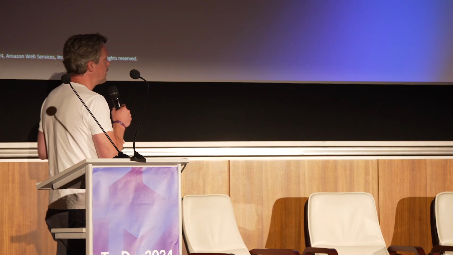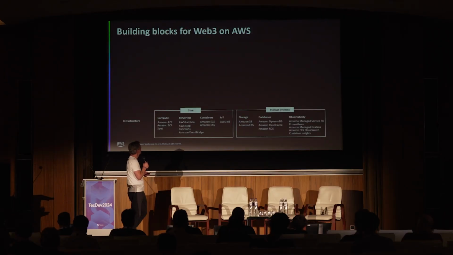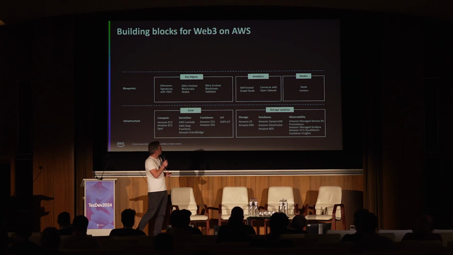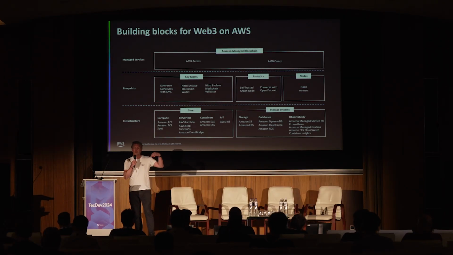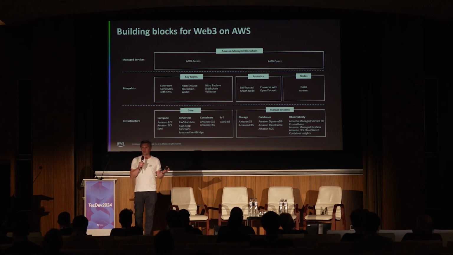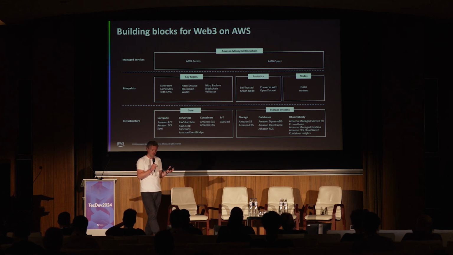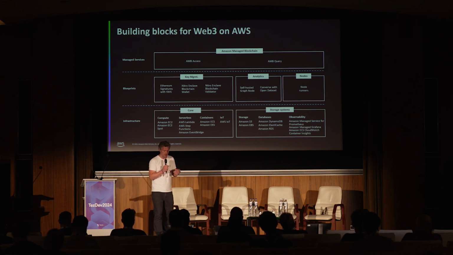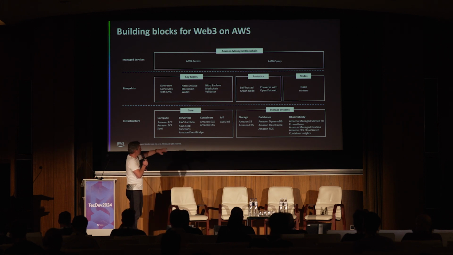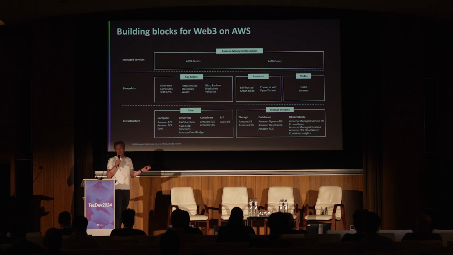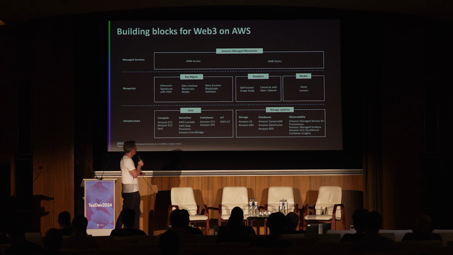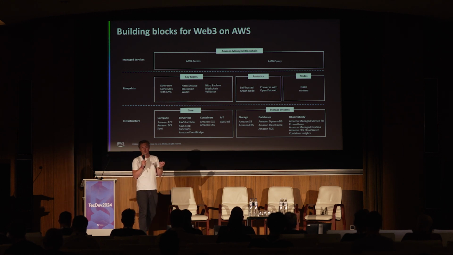Now, Web3 on AWS. I'm going to click through that quickly. We have really three different tiers of things that you can do for Web3 on AWS. At the very bottom layer, of course, our core building blocks, compute and storage and anything related to that, databases, observability, containers, IoT, anything like that.